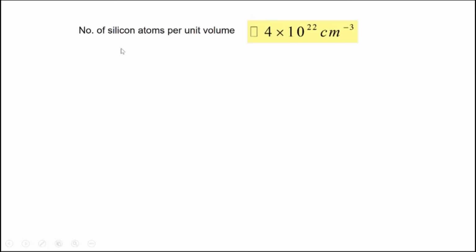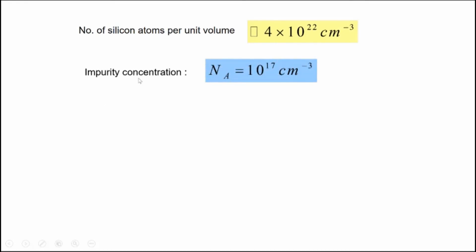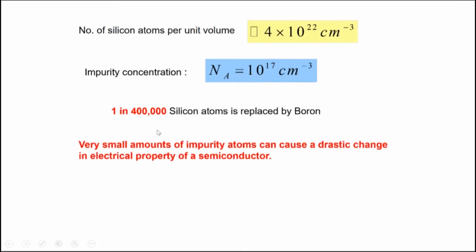Now, this is an important point. We have been saying that the number of silicon atoms per unit volume is about 4 times 10 to the power 22. Impurity concentration, I just said, we add about 10 to the power 17, and this is an acceptor type impurity, group 3 impurity. So if you take these numbers, you're substituting one silicon atom, 1 in 400,000 silicon atoms is being substituted by boron. So the level of impurity that we are adding is very, very small, 1 in 400,000. And the point being made is that very small amounts of impurity atoms can cause a drastic change in the electrical property of a semiconductor.